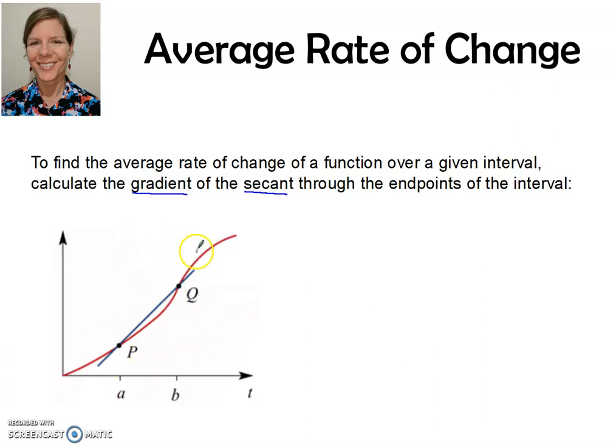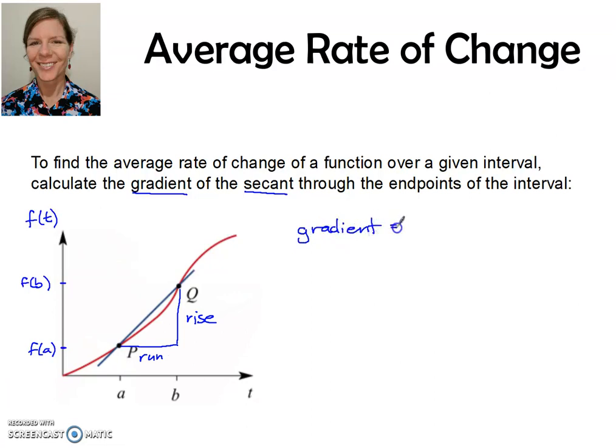Okay, so if this is our function f of t, because we've got our variable t down here, then this value here will be f of a, because the t value there is a. This value here will be f of b. And of course, when we're finding gradient, we're looking at rise over run, just going back to our straightforward linear equations.